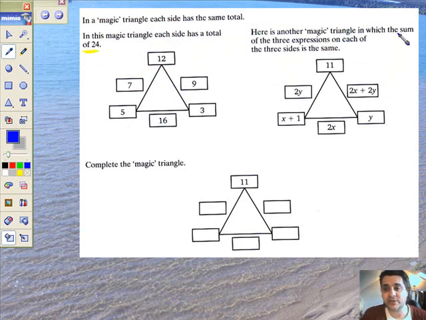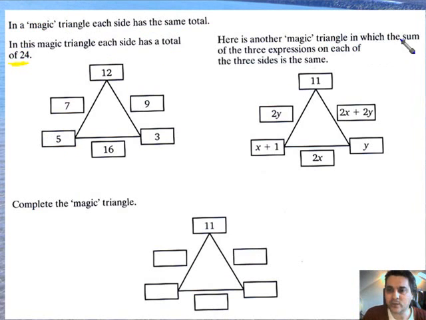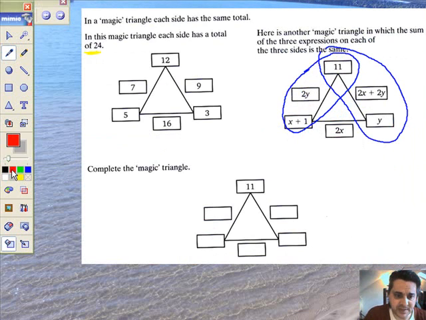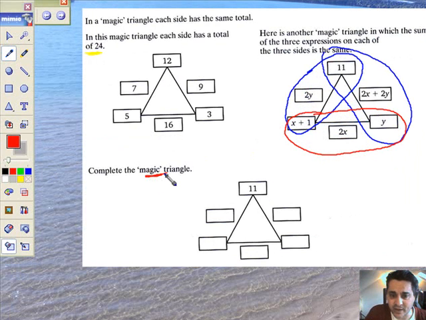Now here's another kind of magic square, a magic triangle, in which the sum of the three expressions on each of the three sides is the same. In other words, that little bit is the same as that little bit, which happens to be the same as that little bit. Now I'm going to use all three in order to make some simultaneous equations to complete the magic triangle. I've got to work out all these little bits here. In other words, if I work out what x and y are, I can work out 2x plus 2y, etc., etc. So let's just begin to merge these things.